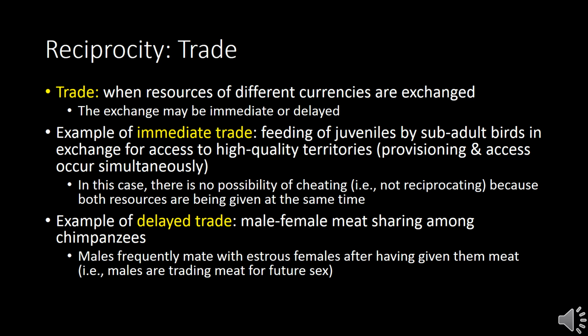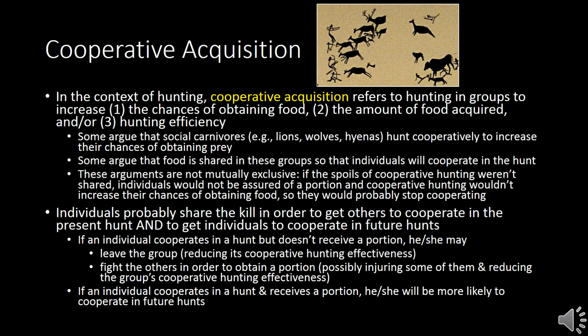An example of delayed trade is male-female meat sharing among chimpanzees. Males are more likely to share meat with estrus females and frequently mate with them after having given them the food. In other words, it appears that males are trading meat for future sex. The final explanation for food sharing that Hill and Kaplan discuss is cooperative acquisition.